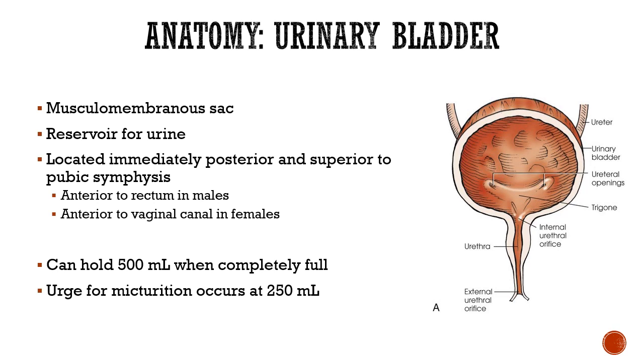The urinary bladder is a musculomembranous sac and is a reservoir for urine. It's located immediately posterior and superior to the pubic symphysis. It's anterior to the rectum in males and anterior to the vaginal canal in females. It can hold 500 milliliters when completely full. The urge for micturition occurs at 250 milliliters.